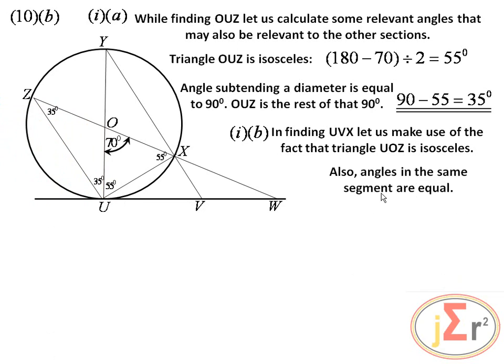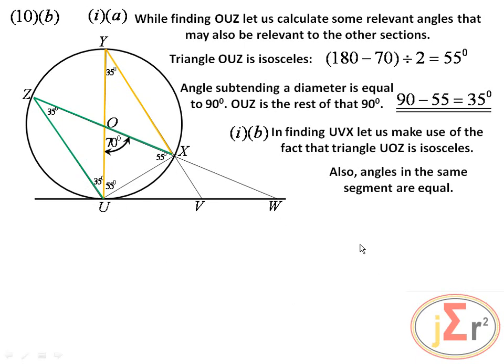Also, angles in the same segment are equal. So we have, this is the segment, that big segment there, what we call the major segment. This is the chord. These two angles span the chord at the circumference. There we have the other one, spanning the chord at the circumference. So these two angles are equal. They are equal to 35 degrees. How important is that in finding UVX?